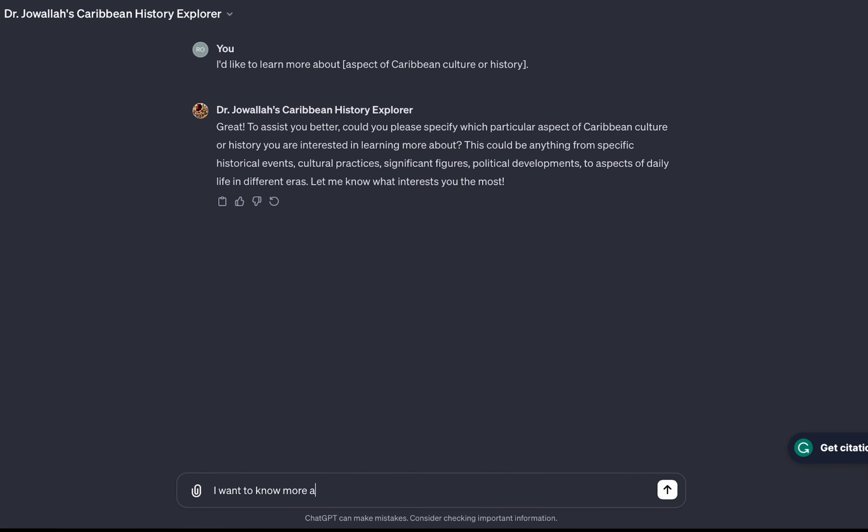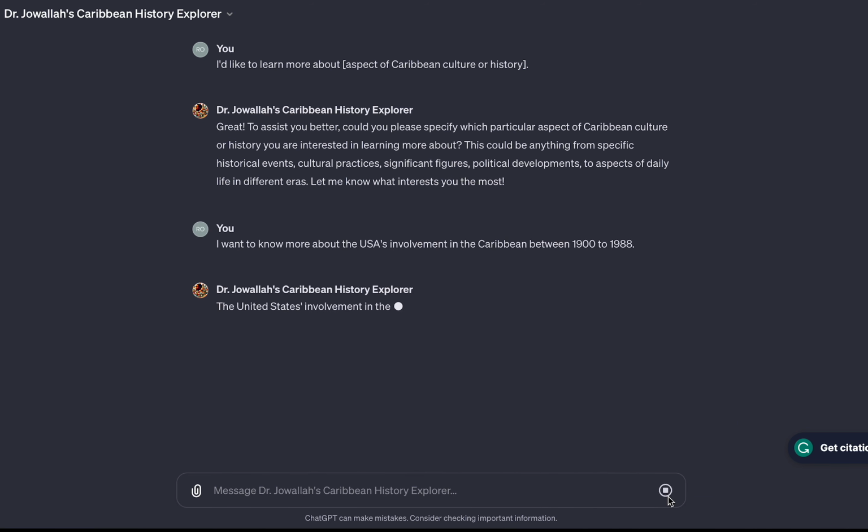I'm going back into my high school days because I want to go back into a topic that I really enjoyed when I was studying history. The topic is connected to Caribbean history, and it is connected to United States involvement in the Caribbean. So that is my prompt. I want to know more about United States in the Caribbean between the year 1900 and, of course, let us see what I'm coming up with at this point in time, 88. Now, let us see the work.